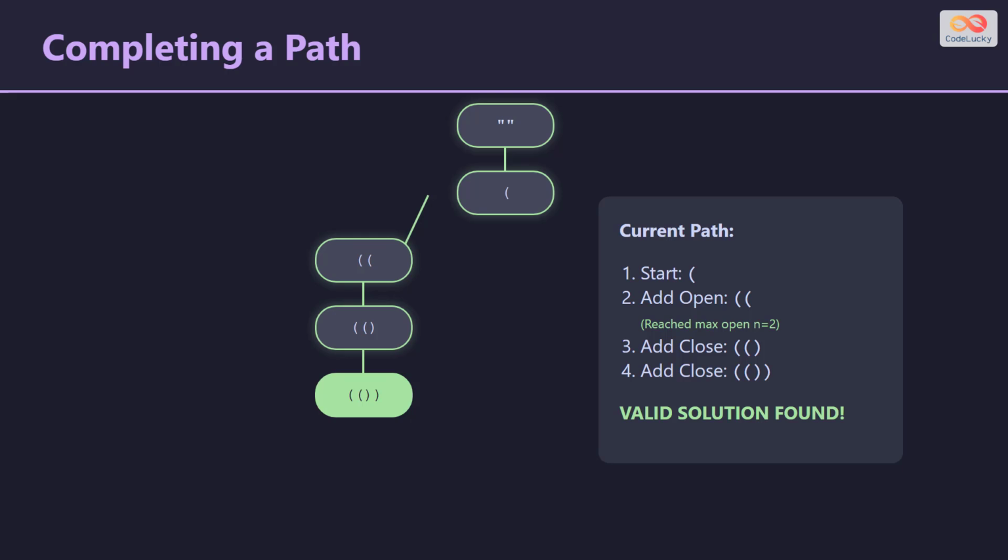Let's trace one valid path. We add an open bracket, then another open bracket. Now we have reached our limit of 2 open brackets. We cannot add any more. Our only choice is to add a closing bracket, and then another closing bracket. We have formed a valid string of length 4. This is one solution.